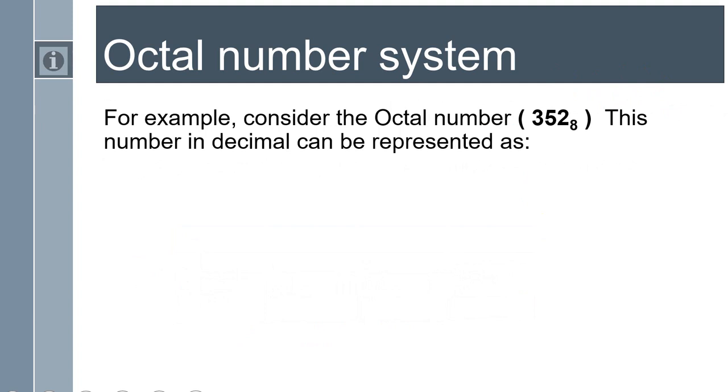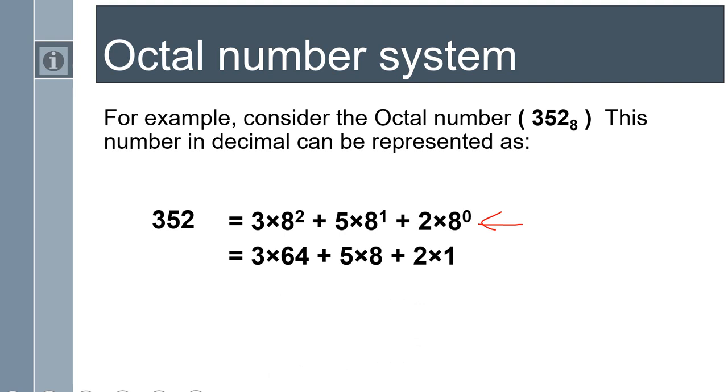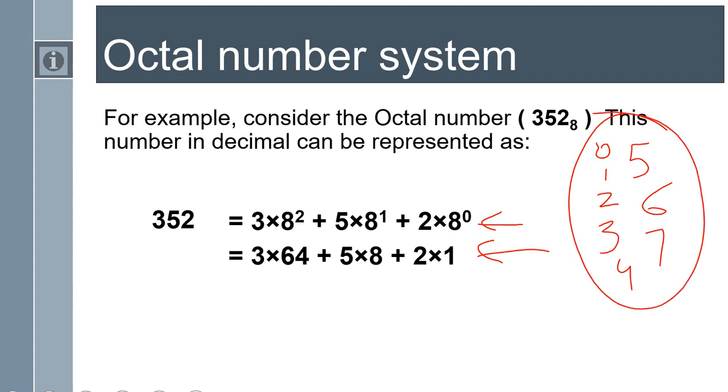For example, consider the octal number 352. This number in decimal can be represented as follows: we will multiply the digits of this number, 3, 5, 2, with the weights. So here 8 raised to power 0 is equal to 1, because we are representing the number of ones, like 0, 1, 2, 3, 4, 5, 6, 7. These are the ones. Now we will add these numbers, and the answer is 234 in the decimal number system.